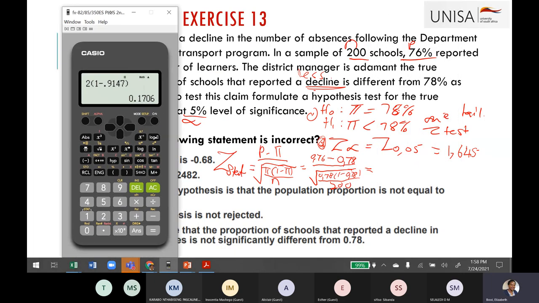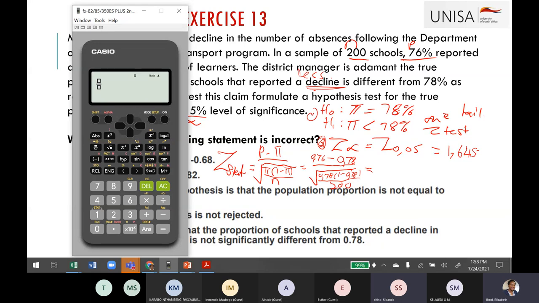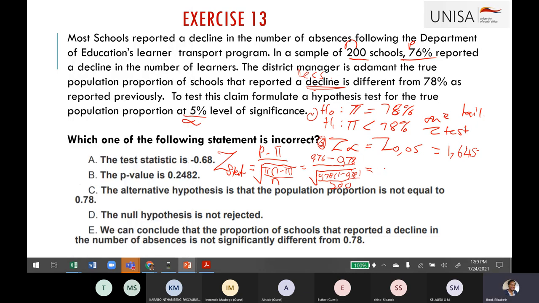If you didn't calculate it, I can go and calculate it. Negative 0.68. 0.76 minus 0.78 divided by the square root of 0.78 times 1 minus 0.78, close bracket, divide by 200. Negative 0.68. We need to go find the p-value.